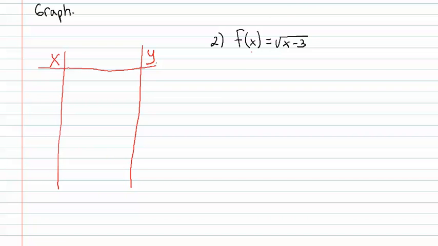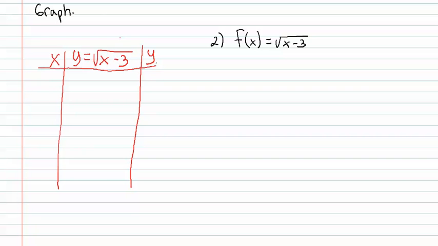Okay, so I erased number 1 so we have some working space for number 2. Now this says f of x. What does f of x mean? It means just y. So it's going to be y is equal to square root of x minus 3.